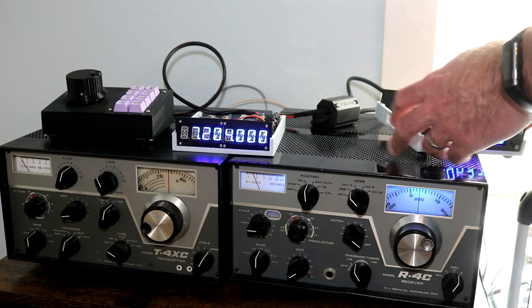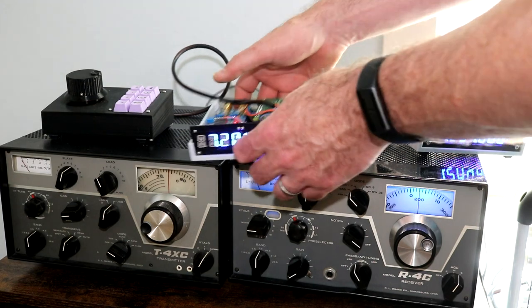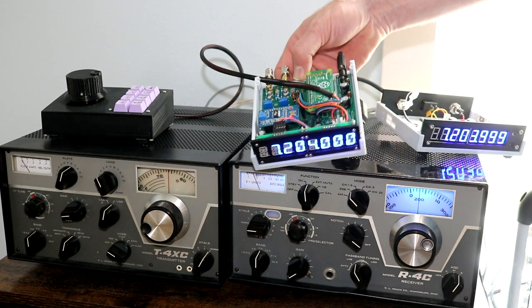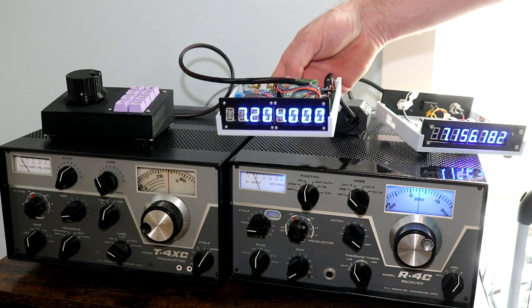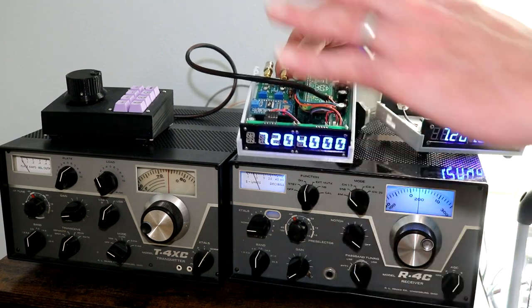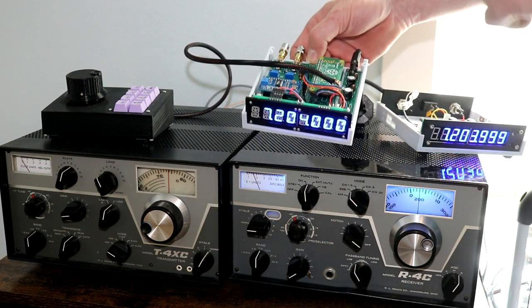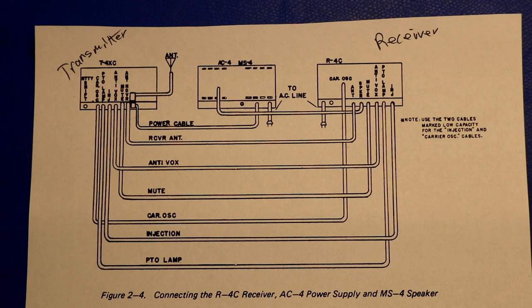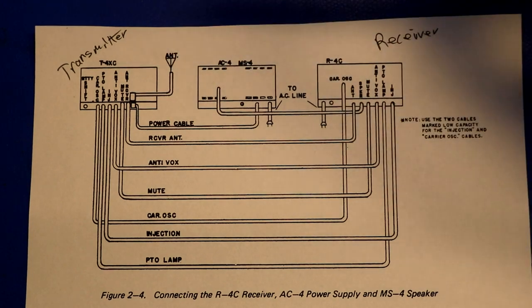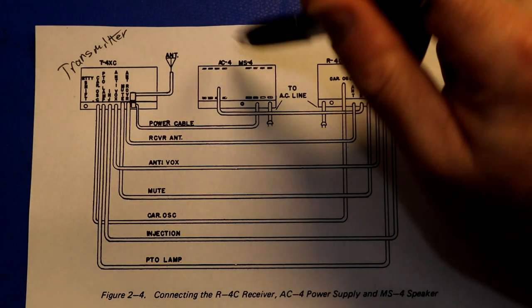And in this video we will be talking about this, which is instead the digital synthesizer. So this isn't just a counter, this actually produces the frequency itself. Okay, so let's see how we're going to make this work. My radio has two pieces. It has a transmitter and a receiver, the T4XC and the R4C. It's also a power supply.